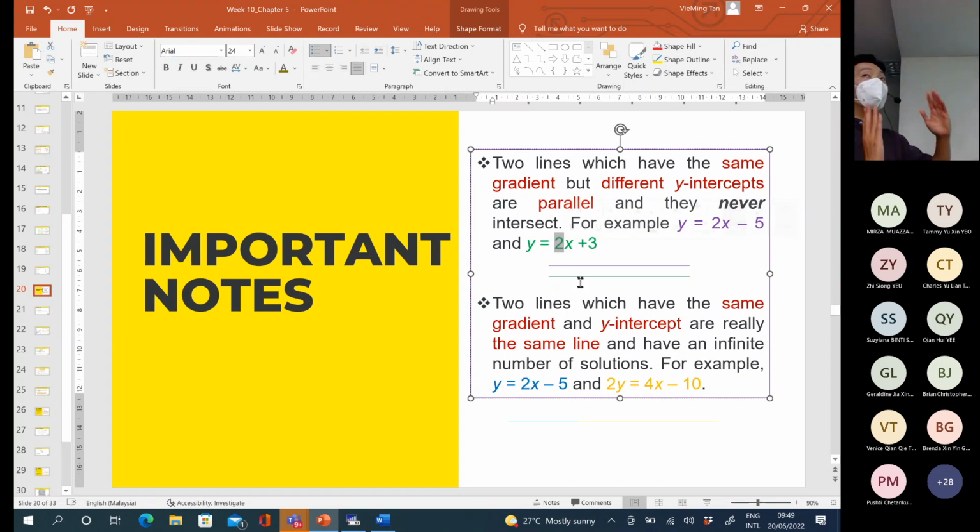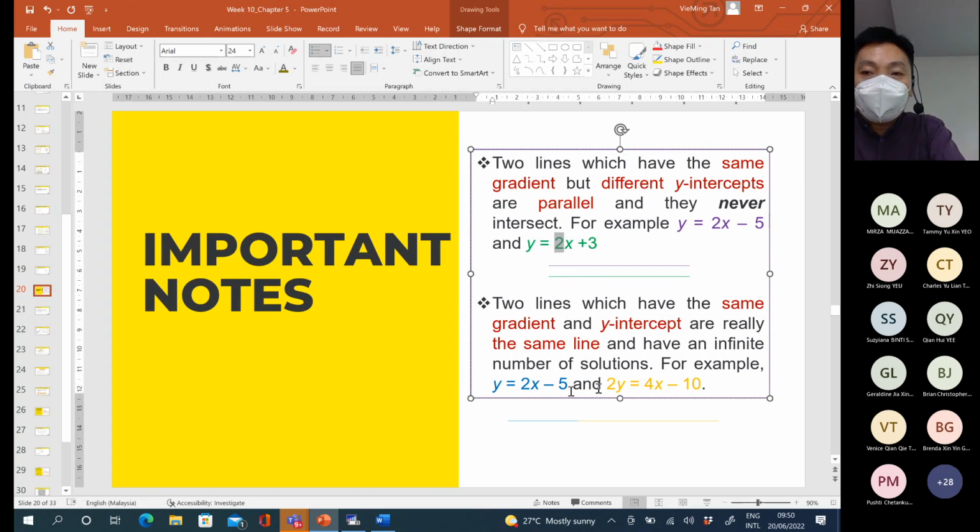Positive 2. So that means that these 2 lines will be upward sloping, and they will be parallel. Parallel means same slope, and these 2 lines will never meet each other. So this is something interesting that you may need to know. The second part, the second extra note, is this one.